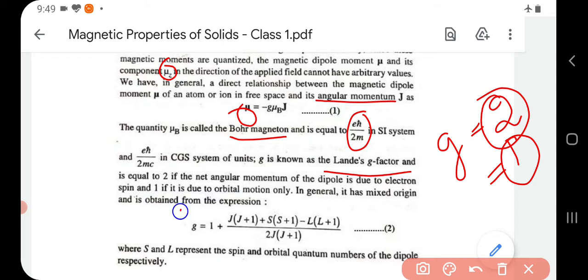And the expression for this Landé g factor is given by g is equal to 1 plus J(J+1) plus S(S+1) minus L(L+1) divided by 2J(J+1). This formula is very important. You may have to use this formula in solving problems. So here what is J? J is the total angular momentum of the atom. Okay, what is S and L? S is the spin quantum number of the dipole, and L is the orbital quantum number of the dipole.